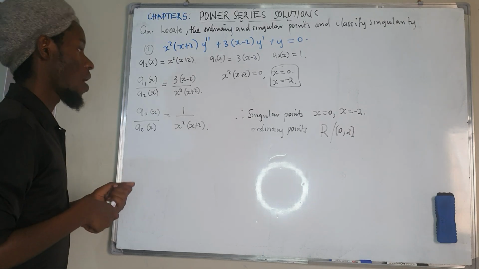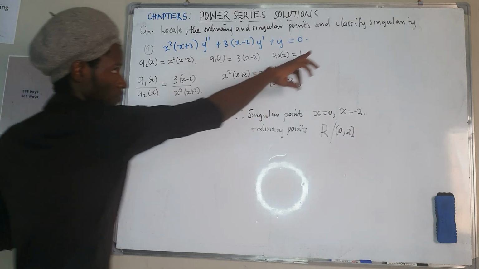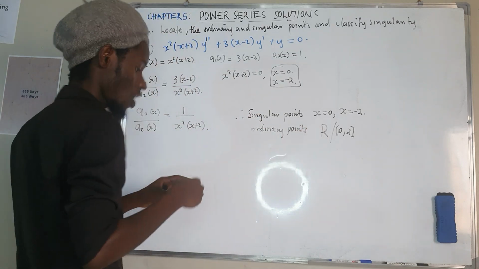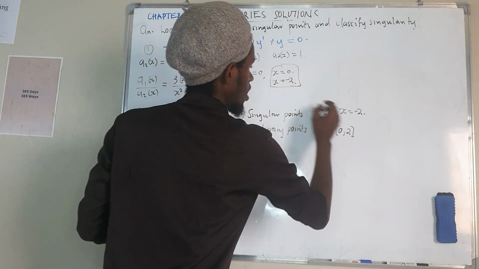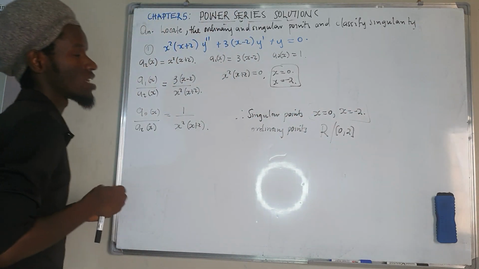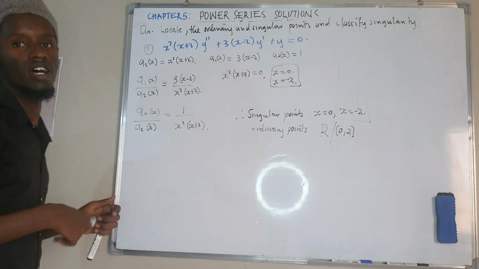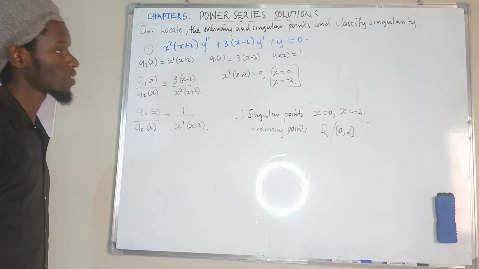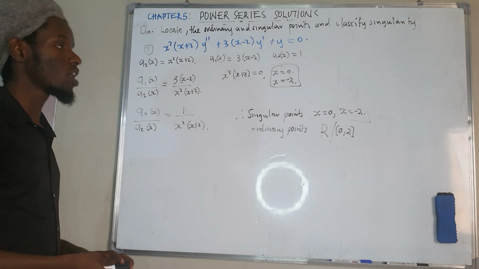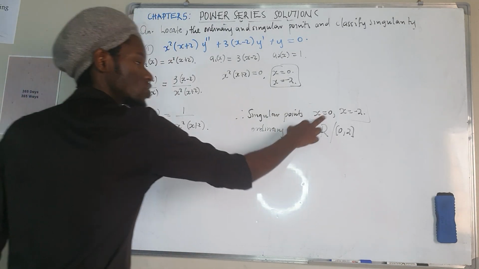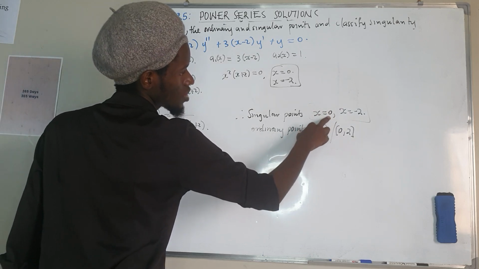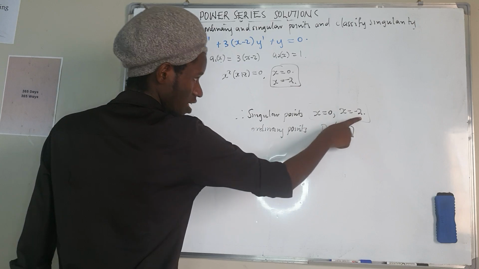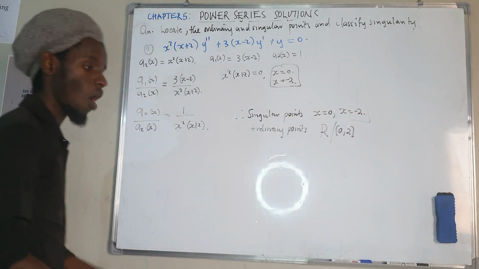Now my second part is classifying the singularity of the points we have got. We put our two singular points as x naught equals to 0 and x naught equals to negative 2. Now my task here is to identify and describe whether these points are regular singular points. Is x naught equals 0 a regular singular point, or is x equals negative 2 a regular singular point? Now, how do we classify?